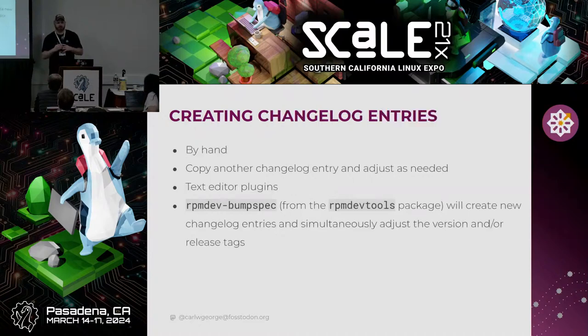Similar story with changelog entries. I mentioned that's the description between each version and release of the package as it changes over time. You could write them by hand. You could copy the previous changelog entry and then adjust it. You could use text editor plugins to inject it. But then there's a tool, you will use this one in the lab, called rpmdev-bumpspec.